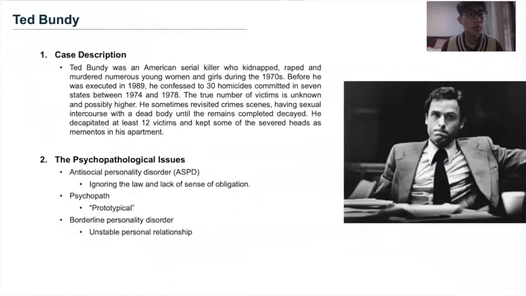So let's first see the case description of Ted Bundy. Ted Bundy was a famous American serial killer who kidnapped, raped, and murdered numerous young women and girls during the 1970s. Before he was executed, he confessed to 30 homicides committed in 7 states between 1974 and 1978. The true number of victims is unknown and possibly higher.